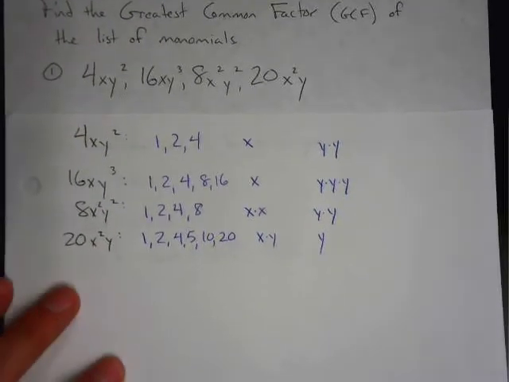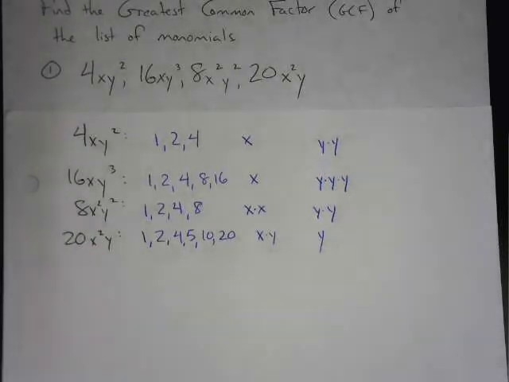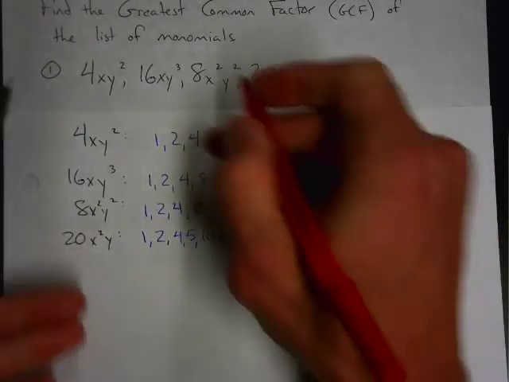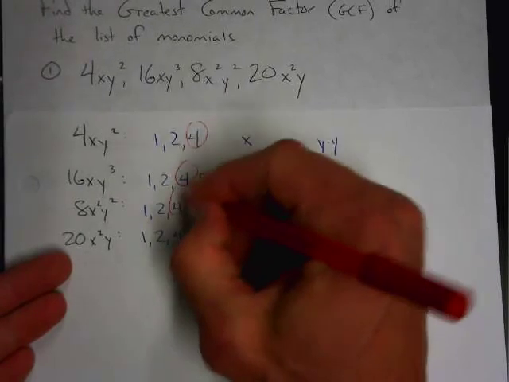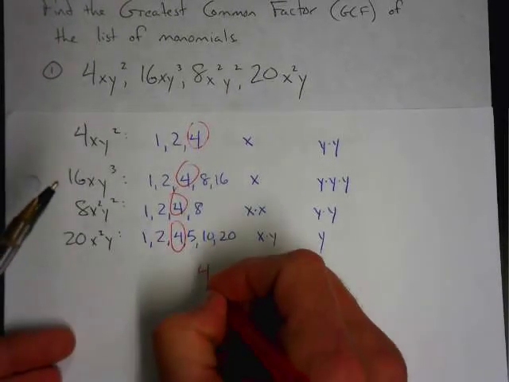Okay, so we have all of our factors, the stuff we multiply to get to those terms, and now we've got to figure out what is the biggest factor that they all have in common. The biggest number they all have in common for the number part is 4. They all have a 4. That's the biggest number they have, so we know we're dealing with 4.